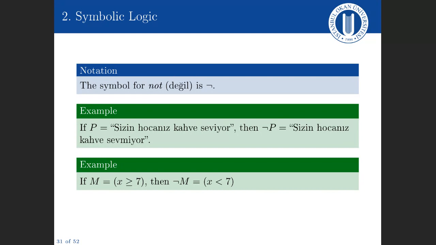The symbol for not is this. It's not quite a minus sign because we have a little tail on the right-hand side. So for example, if P is the proposition your teacher likes coffee, then not P is the proposition your teacher does not like coffee. If M is the proposition X is greater than or equal to 7, then not M, the opposite of M, must be X is strictly less than 7.